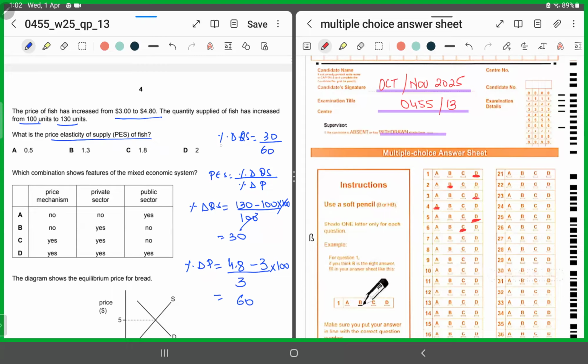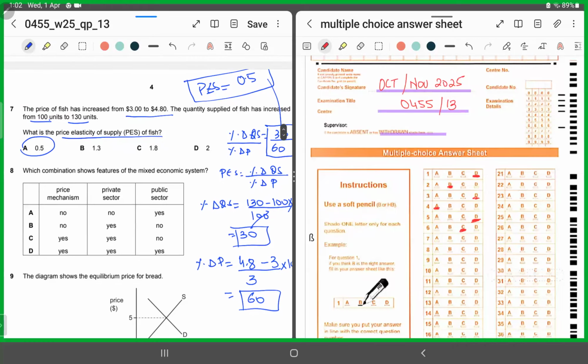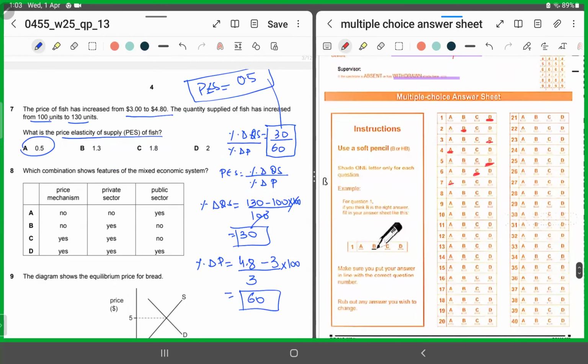Percentage change in quantity supplied upon percentage change in price. So this is percentage change in price, 60. Percentage change in quantity supplied was 30. 30 upon 60 is going to give you 0.5. So price elasticity of supply is coming as 0.5. So option A is your answer. So for MCQ number 7, we'll shade in A. I hope you've understood.